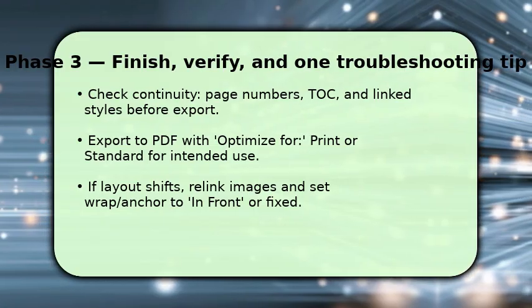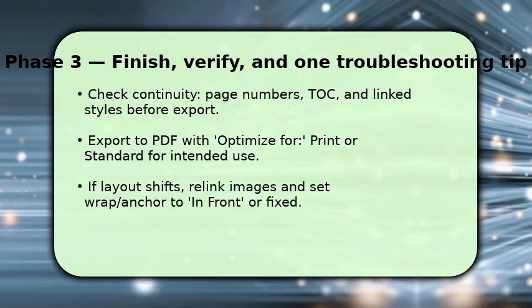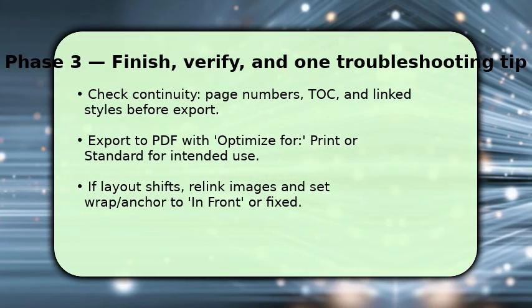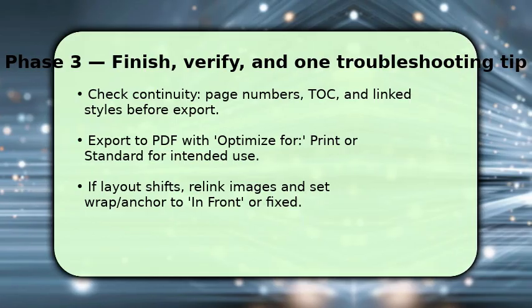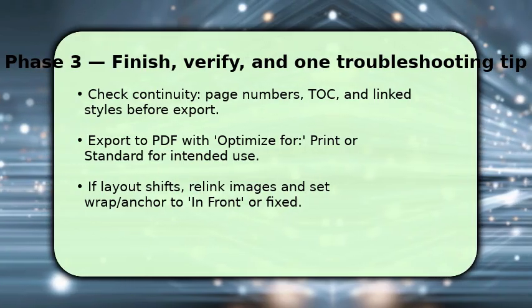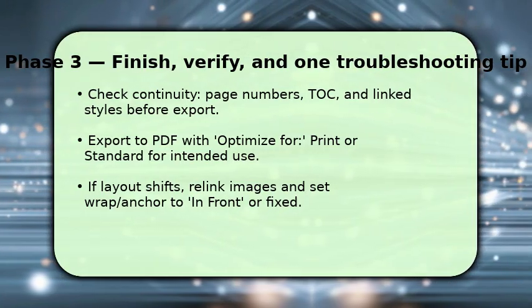If something breaks, like images moving or text reflowing, inspect each image's wrap and anchor, relink missing files, and set an appropriate wrap or fix position relative to page. One key tip: save incremental versions so you can roll back if needed.